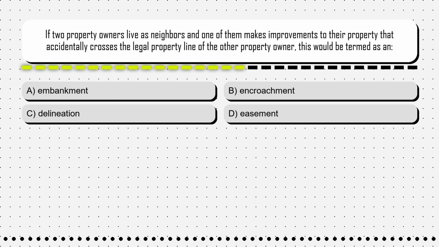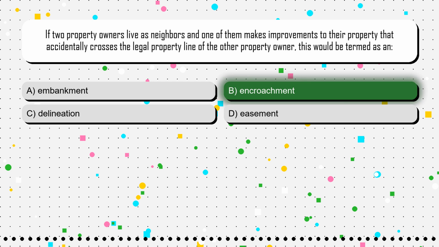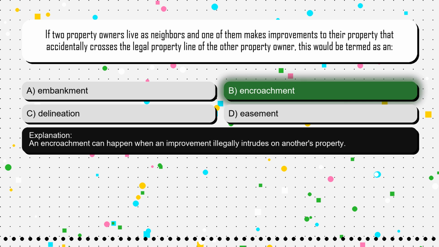Question 93. If two property owners live as neighbors and one of them makes improvements to their property that accidentally crosses the legal property line of the other property owner, this would be termed as an Option A. Embankment. Option B. Encroachment. Option C. A delineation. Option D. Easement. The correct answer is option B. Encroachment. An encroachment can happen when an improvement illegally intrudes on another's property.